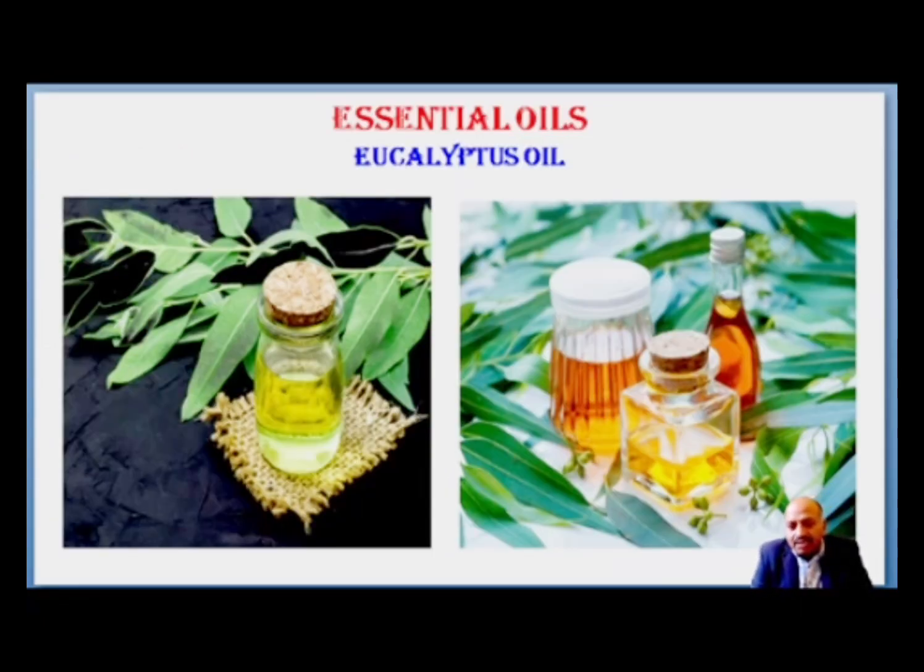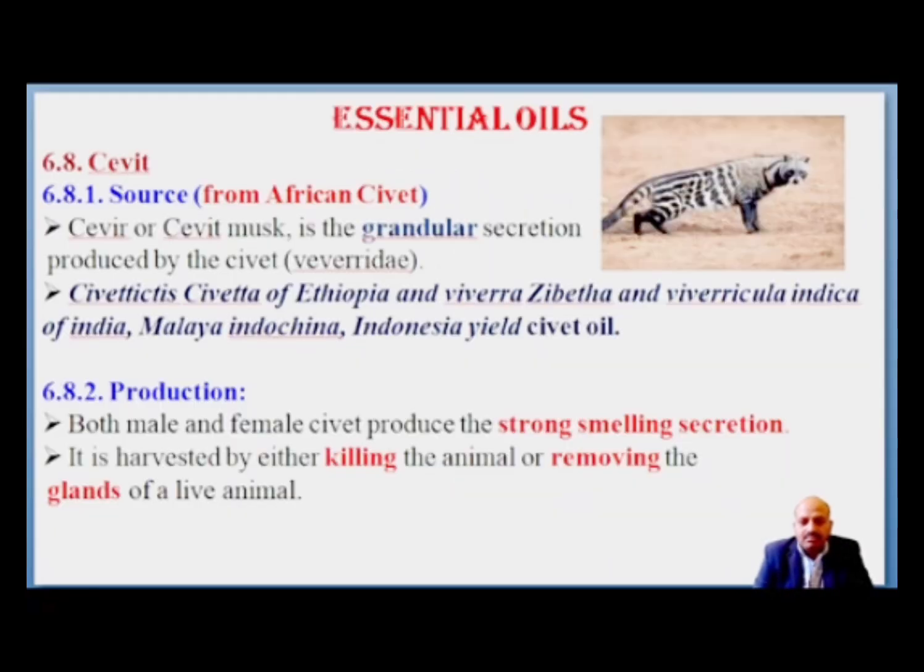You can see the picture here, two different types. On the left side you can see the eucalyptus oil is light yellow in color, and on the right side you can see light brown color. That means the concentration is higher here. Based on the different types of species, the color can vary, but the effect will be the same. Whatever the color, the effect will be the same.